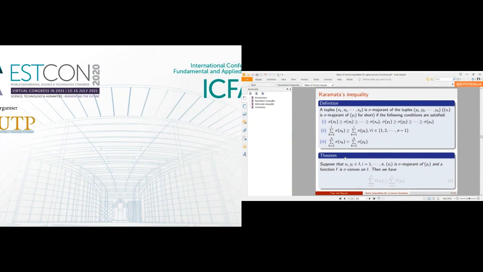Suppose the following theorem generalizes the parameter inequality for sigma convex function. Suppose that x_i, y_i are in I, (x_i) is a sigma majorant of (y_i), and f is sigma convex on I. Then we have the summation of f(x_i) when i runs from 1 to n is bigger than the summation of f(y_i) when i runs from 1 to n.